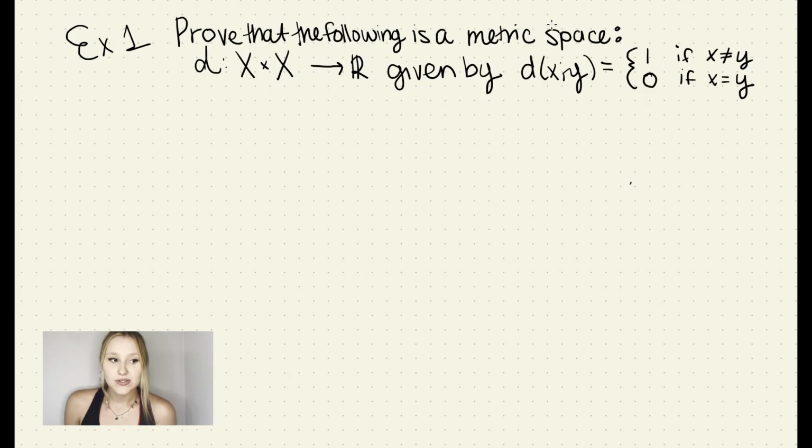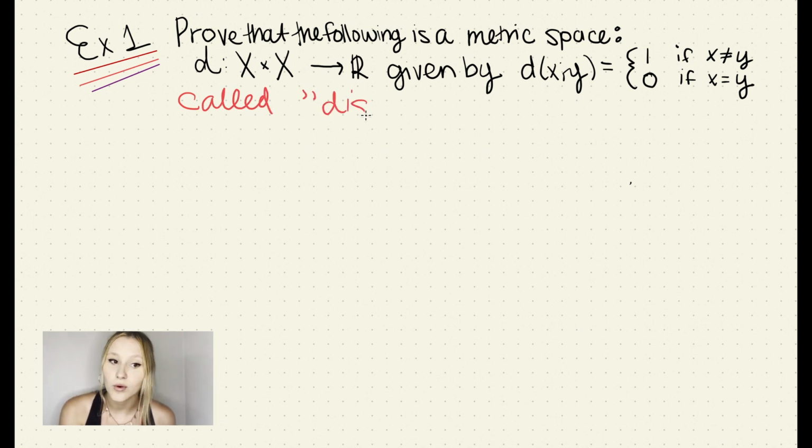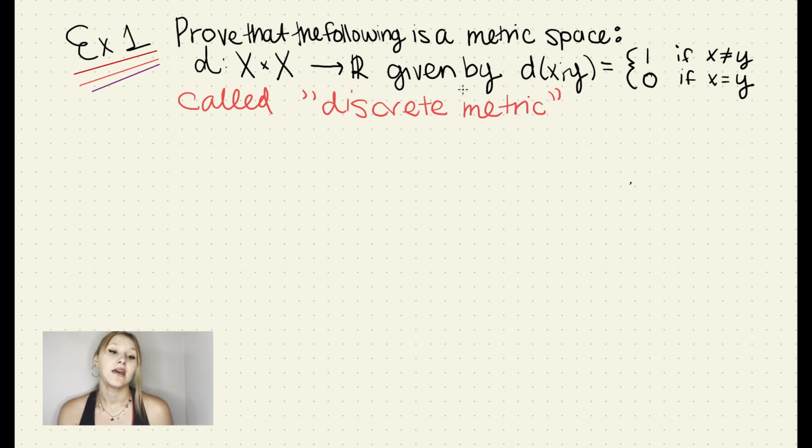Anyways, let's look at an example. This one is going to be the easiest example, and that's why we're doing it, so we can get some practice in. So example 1, prove that the following is a metric space, and it's given our metric here. So the distance between x and y is 1 or 0. 1 if x is not equal to y, 0 if x is equal to y. So this is called the discrete metric.